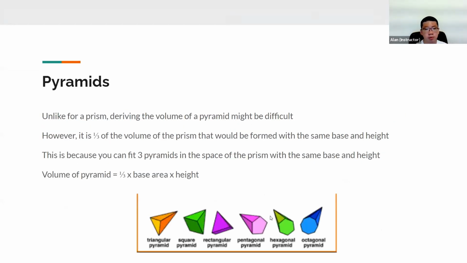So now we're going to talk about pyramids. So unlike for a prism, deriving the volume for a pyramid might be difficult. However, I'm just going to tell you that it's 1/3 of the volume of the prism that would be formed with the same base and height. And that just means that the volume of the pyramid is equal to 1/3 times the base area times the height. And this is because you can fit 3 pyramids in the space of the prism with the same base and height. And on the bottom here are some examples of pyramids so that you can see what they look like.